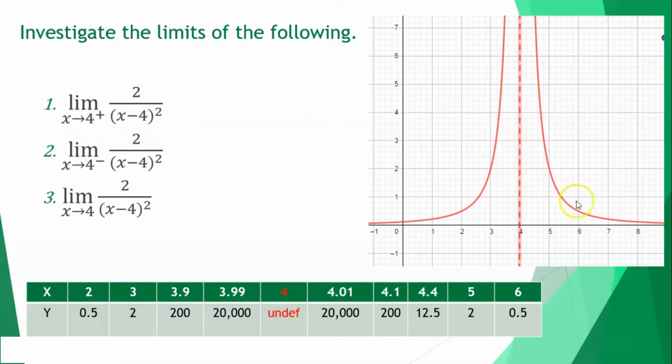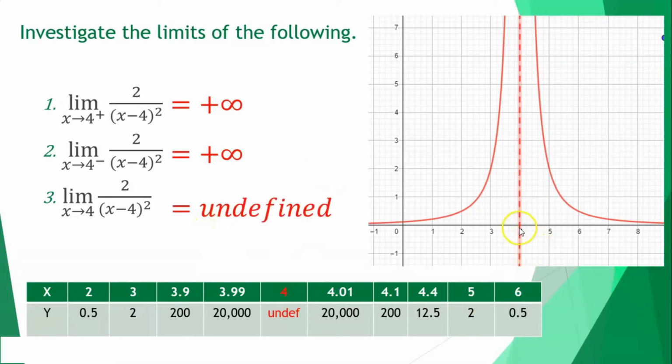So take note, the limit of the function as x approaches 4 from the right is positive infinity. The limit of the function as x approaches 4 from the left is also positive infinity. But as our x is exactly 4, the limit is undefined because it does not exist.